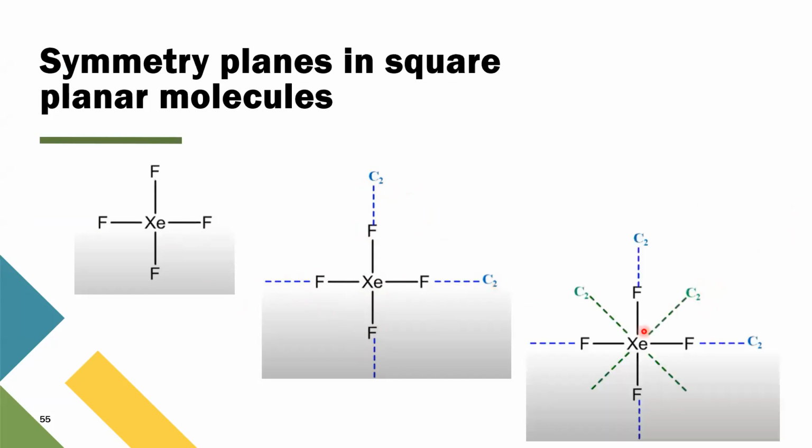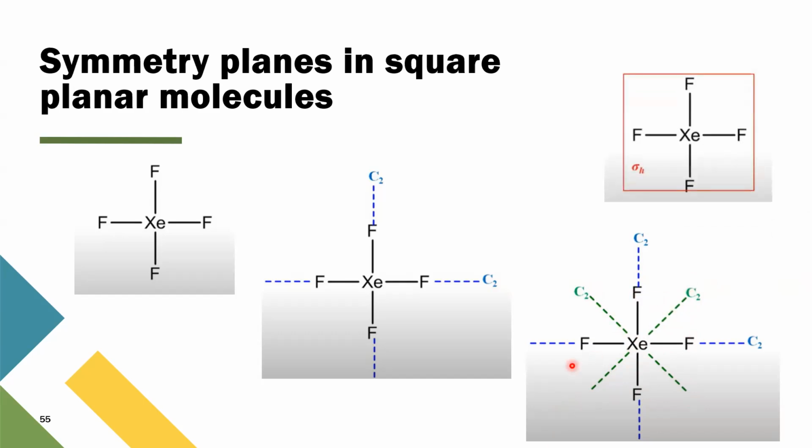So in addition, we have 2 C2 axes which bisect the F-Xe-F bonds, right? So these 2 bonds are bisected. We have 2 C2 axes there. So that also will contain the mirror planes. You keep a mirror, you will get the reflection, equal halves, right? So in addition to that, it's a planar molecule. So the plane of the molecule is also a mirror plane. And it is labeled as sigma H, horizontal mirror. Okay? So how many are there?